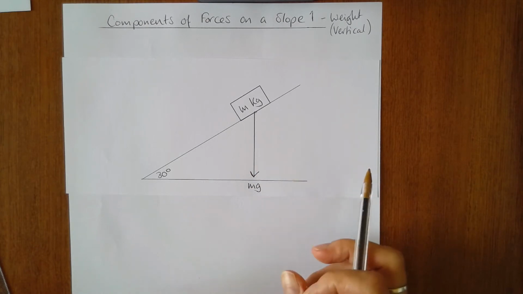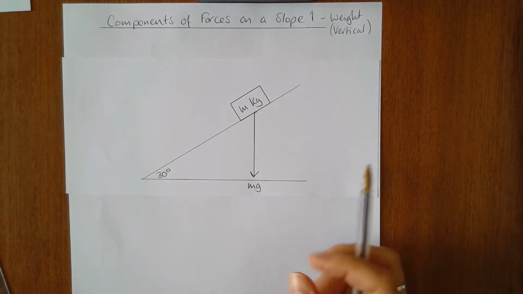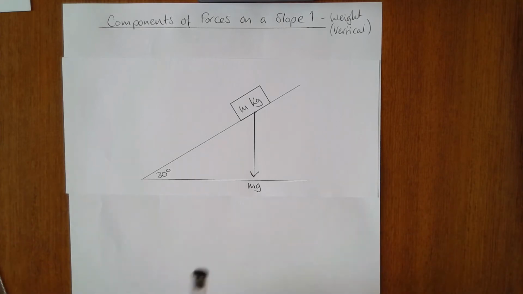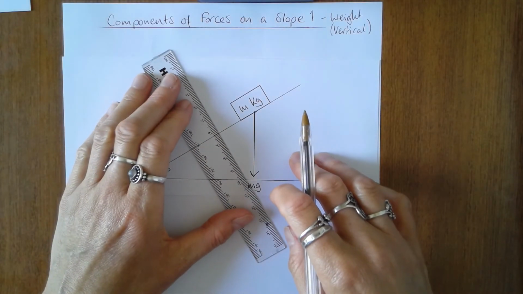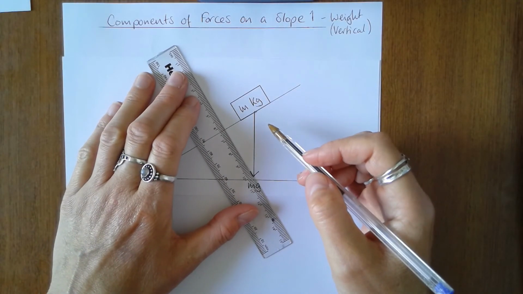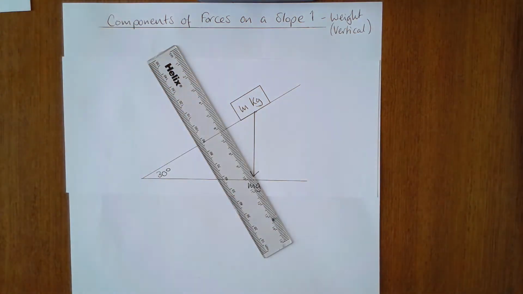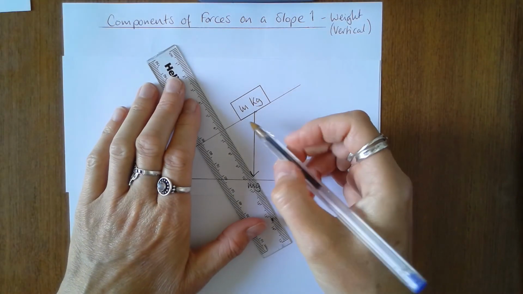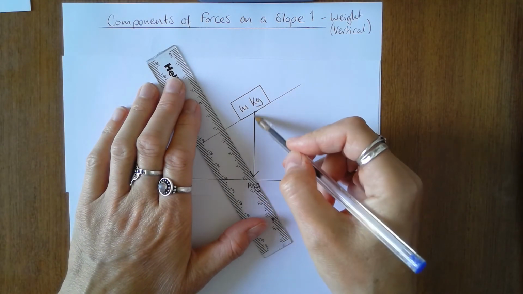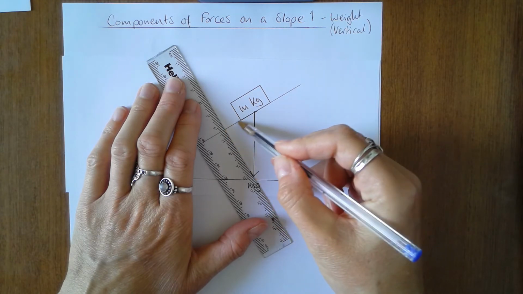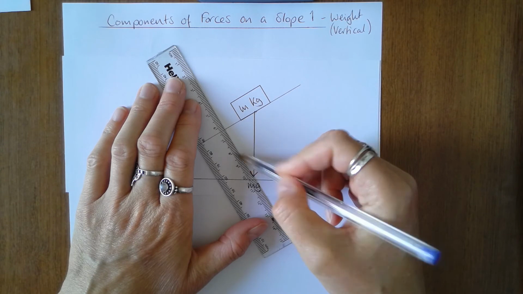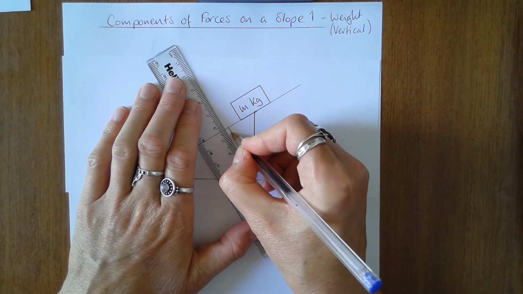I'm going to use a dashed line to represent the components so they're not mixed up with the actual force itself. The first thing to do is to place your ruler at a 90-degree angle to the slope and slide it into position so that the force is the hypotenuse of this right angle triangle, and the two forces parallel and perpendicular have a right angle between them.